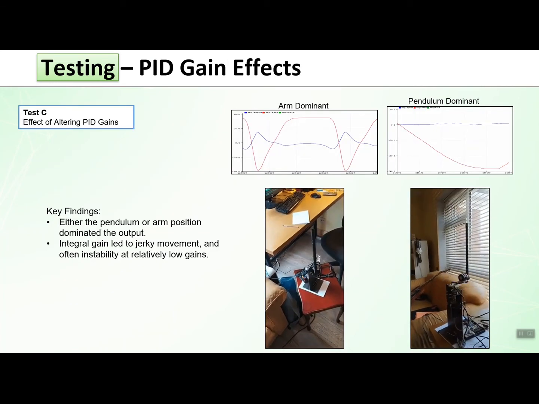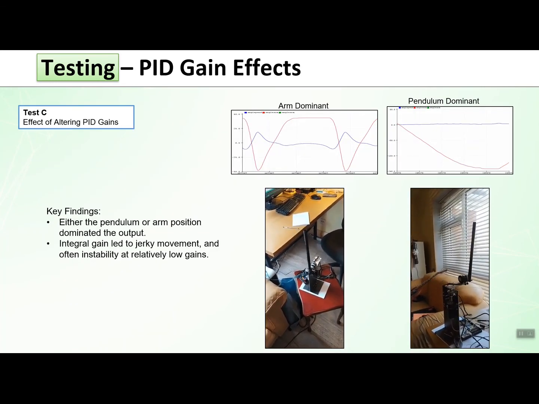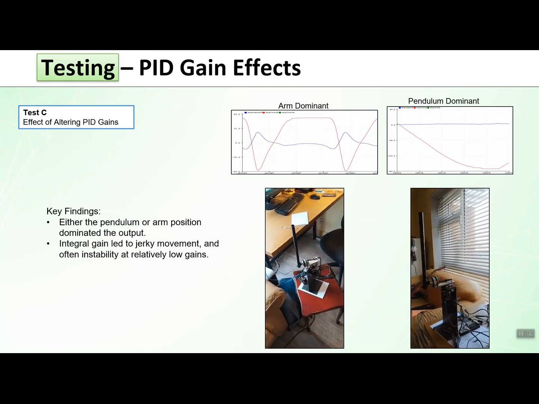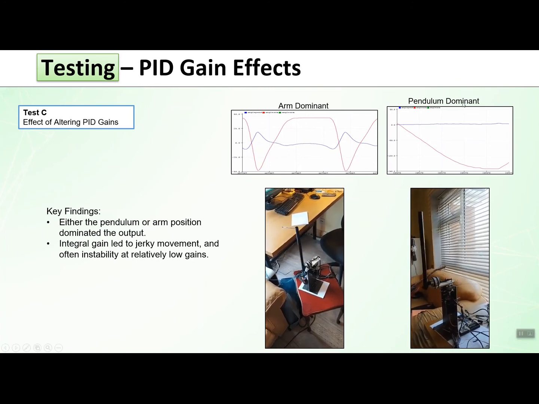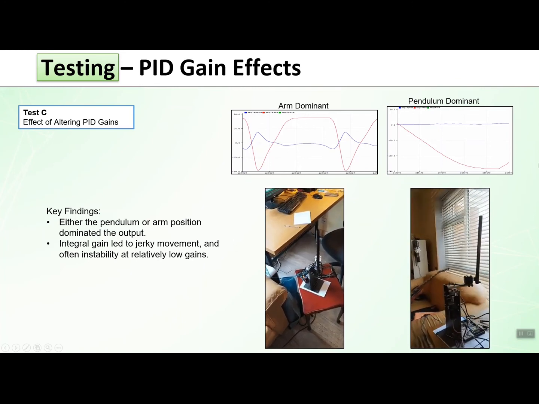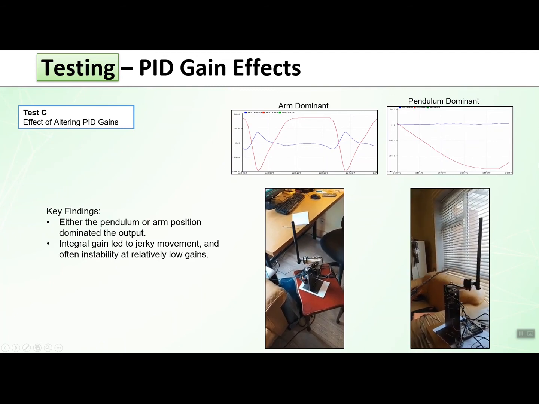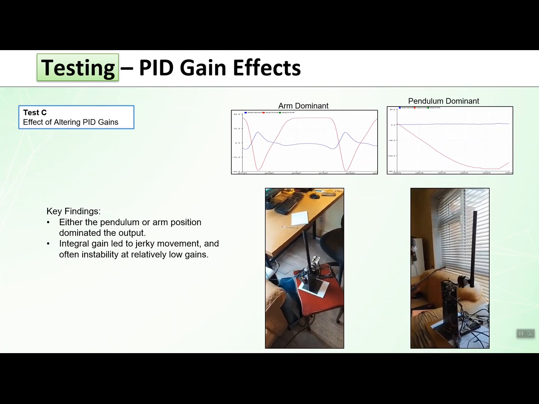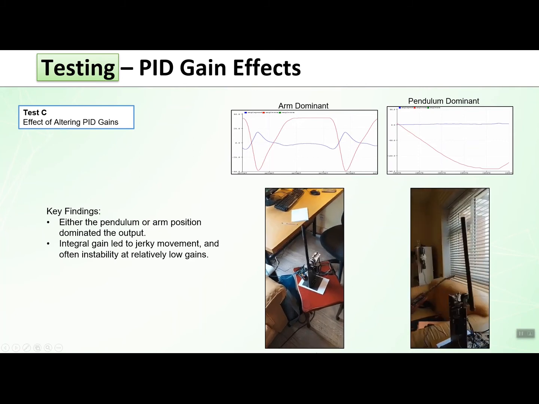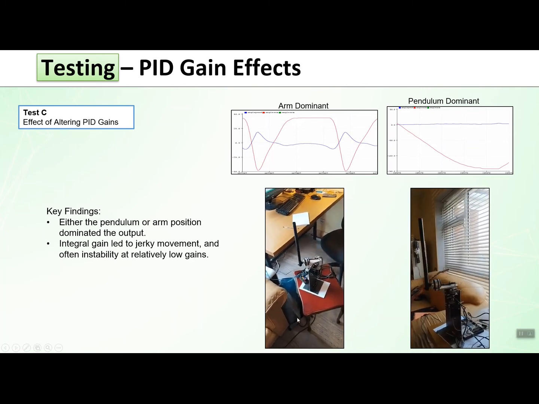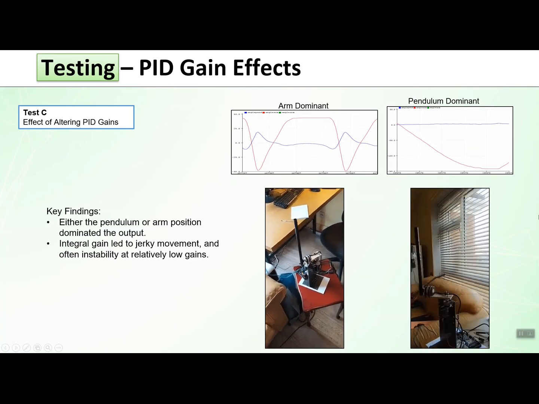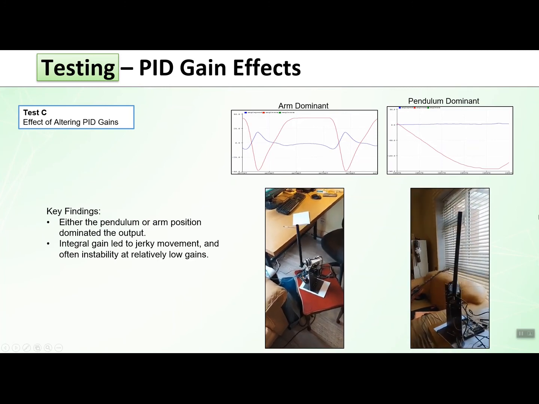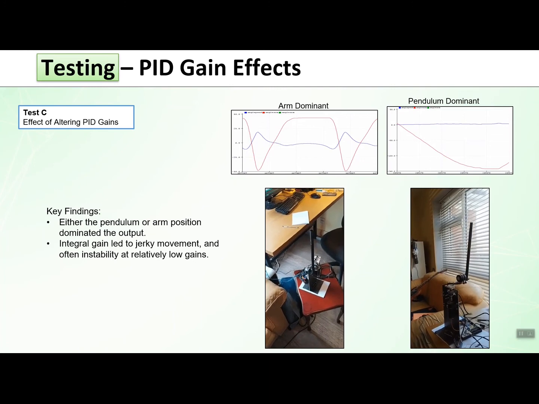One of the main tests then involved changing the PID gains individually. A key finding was that either the arm position or the pendulum position dominated the output. The extremes can be seen in these clips on the right here, where the arm is dominant in this one and the pendulum is dominant in this one. With this in mind, the tuning process became much more logical.